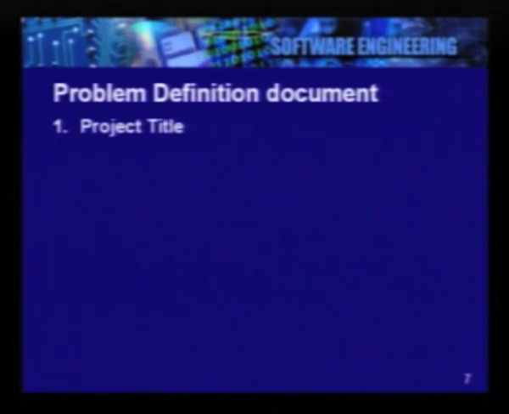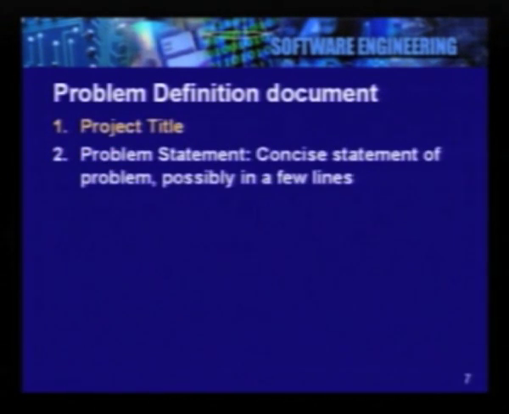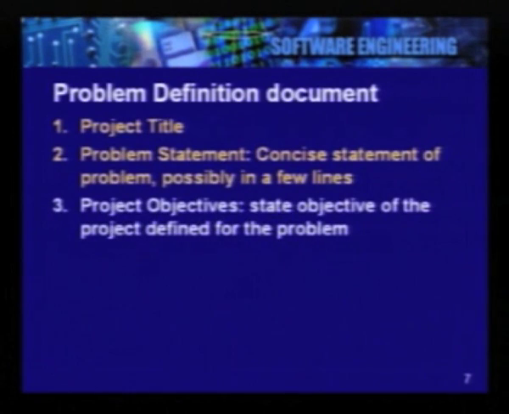It will contain a title for the project. It will give a problem statement, which is a concise statement of the problem faced by the user. You do not write too much here. A few lines should be adequate. Then you state the objectives of the project, where we indicate what problem we are trying to solve and what we want to achieve in the solution. Right? How would we characterize a successful solution to the problem?